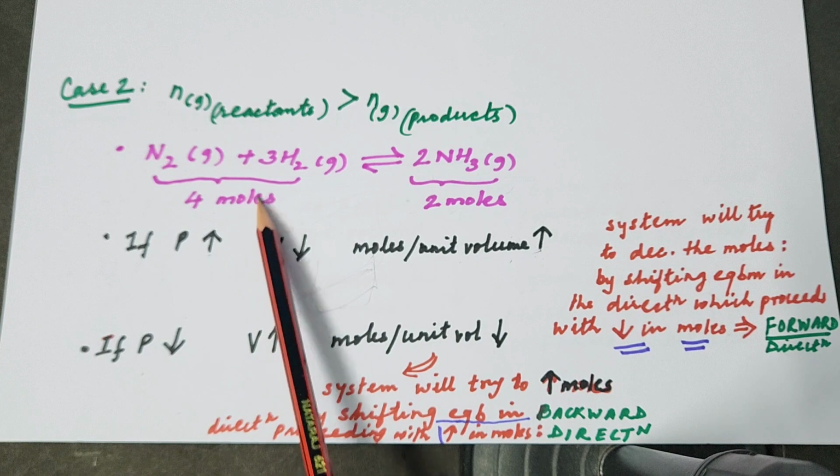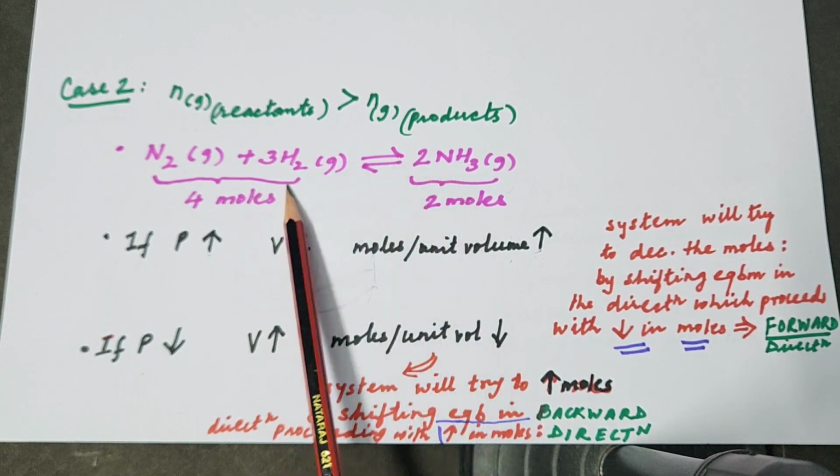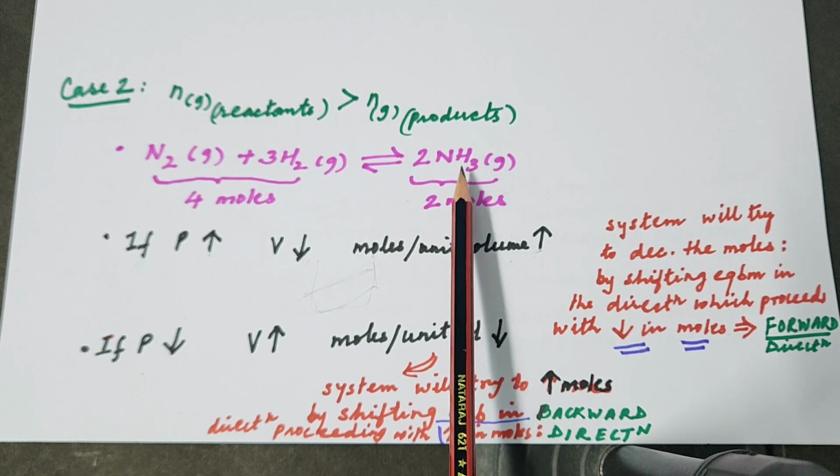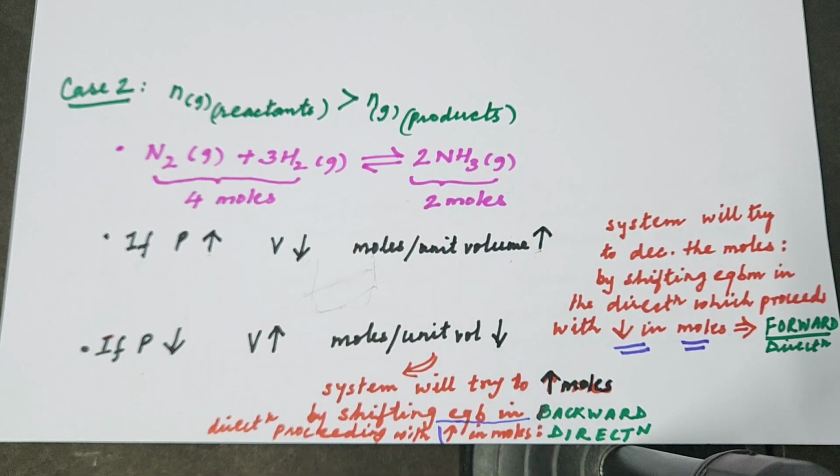Now with reference to our reaction, in which direction is the number of moles decreasing? In this direction, that is the forward direction. So for this situation, the response of the system will be to shift the equilibrium in favor of the forward direction. Now let's decrease the pressure of the system.